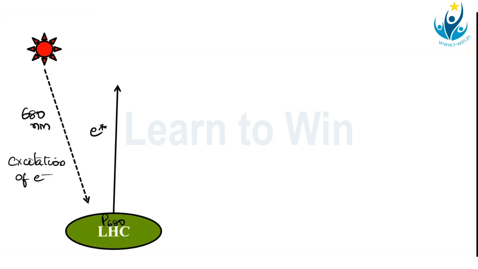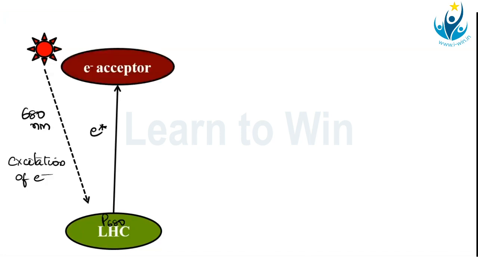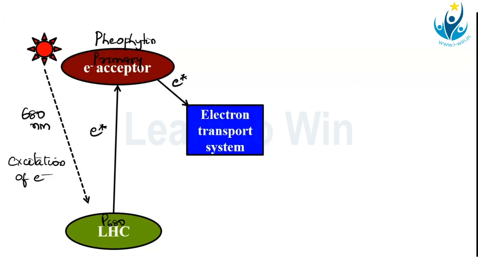The excited electrons move from the reaction center to an electron acceptor. This is the primary electron acceptor, and in this case it is Pheophytin. Now the excited electrons from Pheophytin, they are still excited, right? They move to an electron transport system. This electron transport system consists of three sets of electron carriers. One is plastoquinone, another is cytochrome b6 and cytochrome f, and another one is plastocyanin. So three electron carriers carry the electrons from Pheophytin to the next stage.